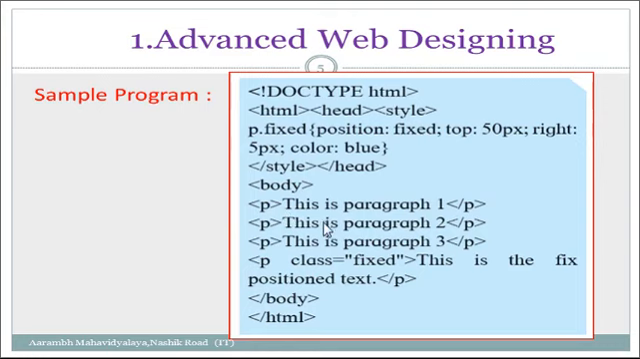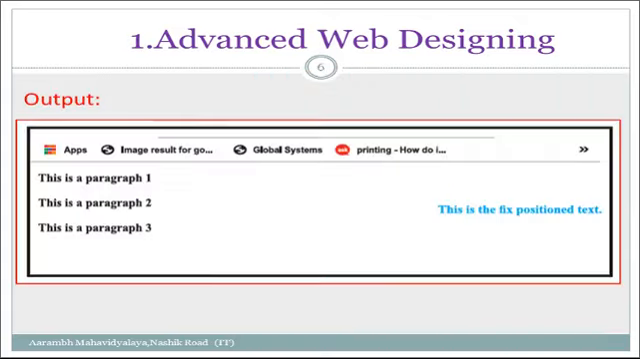Then we provided 3 paragraphs labeled as paragraph 1, paragraph 2 and paragraph 3. But these 3 paragraphs are only the paragraphs without any class specification. In next line we have provided class specification as p class equal to fixed, which is specified here, and provided data is this is the fixed position text, then ended body and ended HTML. Now let's see its output.